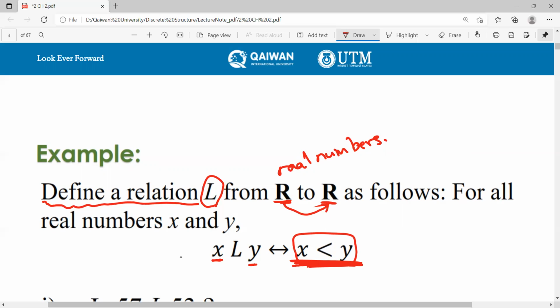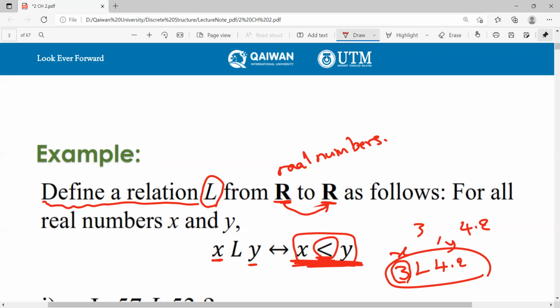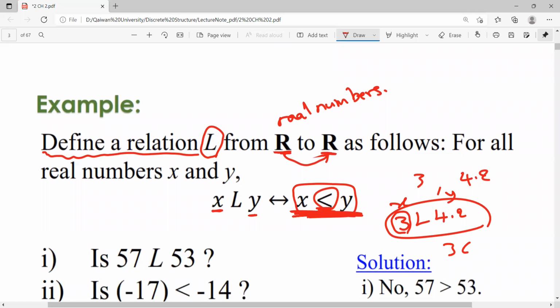If you pick two real numbers, let's say 3 and 4.2, is 3 related to 4.2? Let's check. The first one represents X, and the second one represents Y. That means we ask whether 3 is less than 4.2. Is it true? Yes.